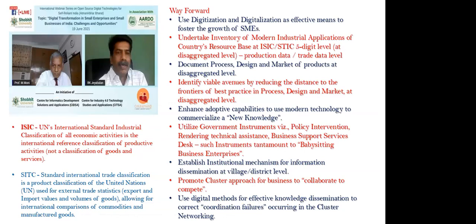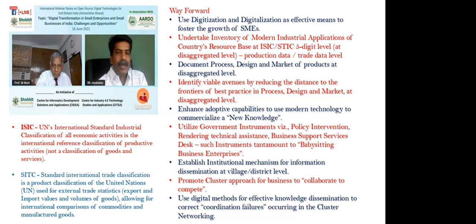In one of the webinars, it was discussed to use digitalization as an effective means to foster growth of SMEs: document process, design and market of products at disaggregated level; undertake inventory of modern industrial applications of the country's resource base, essential for digital transformation, which is more than e-governance applications; identify viable avenues by reducing the distance to the frontiers of best practices in process, design and market at a disaggregated level. If one SME is making a product and it has to become prominent in the global arena, and a similar product comes from South Korea, we would like to match the best practices. That's why we have to reduce the distance to the frontiers of best practices in process, design and market.